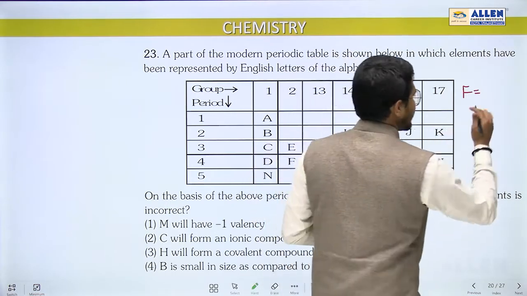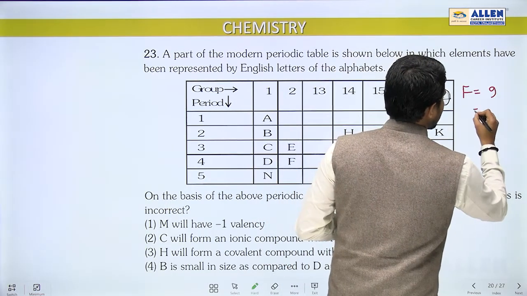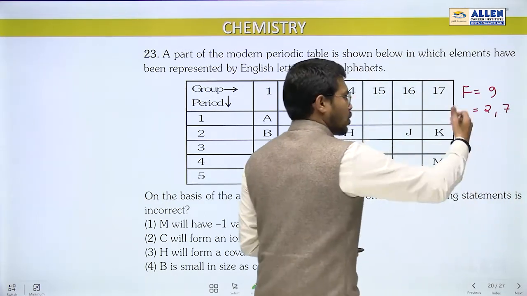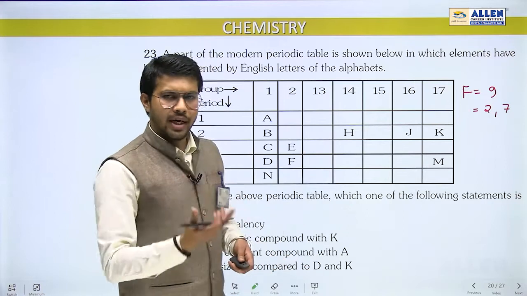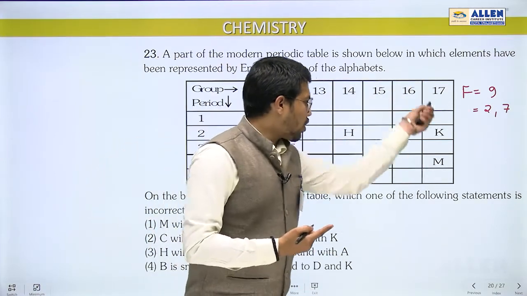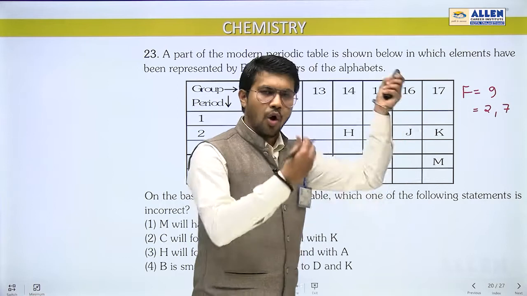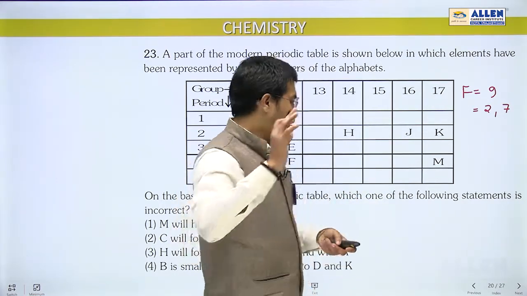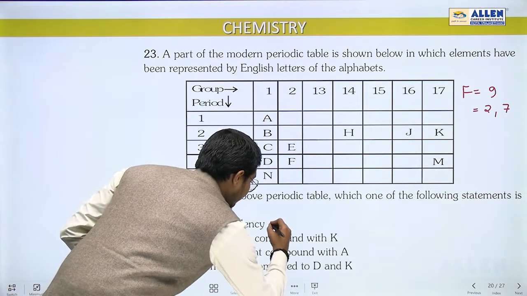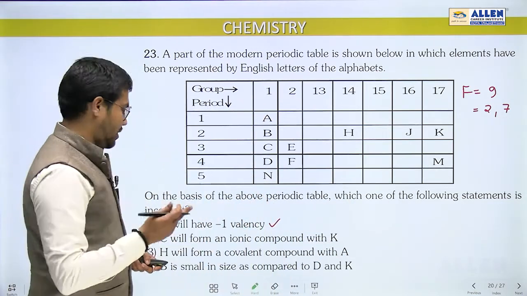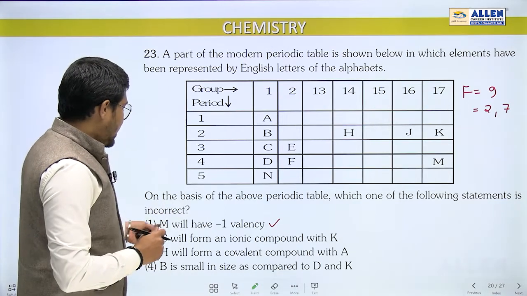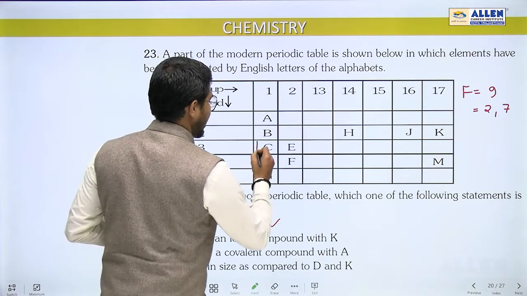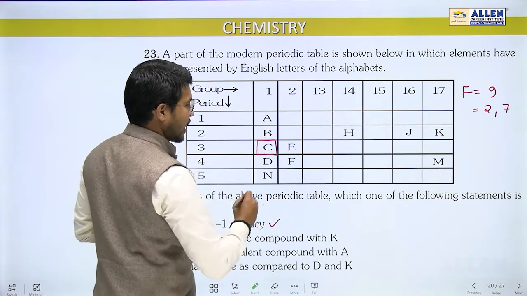Fluorine is a halogen. The atomic number of fluorine is 9. So in the first shell it will have 2 electrons and in the second shell 7. In order to complete its octet, it will need only one more electron. So obviously all halogens need one electron to achieve the nearest noble gas configuration. So the first statement is actually correct. Second one: C will form an ionic compound with K. C lies in group 1, here it is C, and K is where?